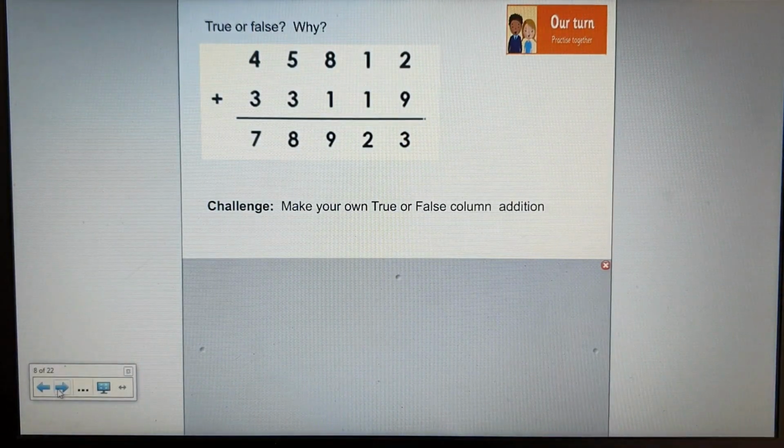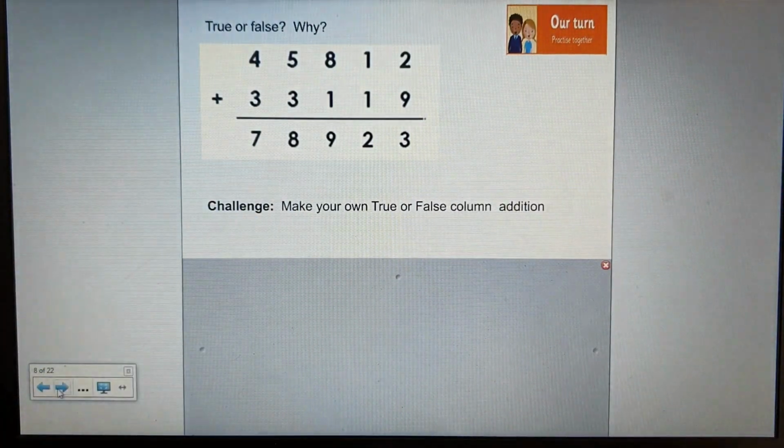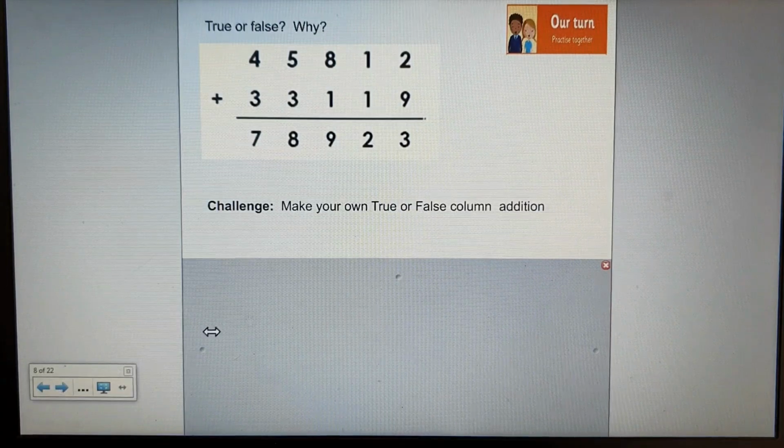So what I'd like you to do is to pause the video and have a go at this on your own. And then when you're ready, start the video again and I'll help you talk through the answer and you can compare your ideas with mine. So pause the video now. Okay, well done.